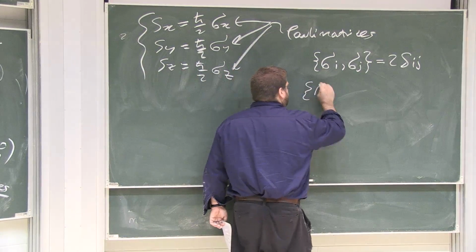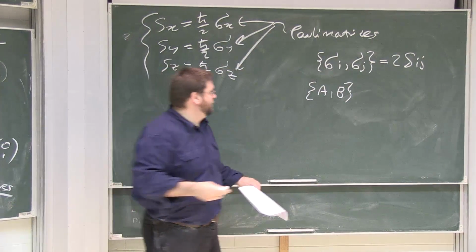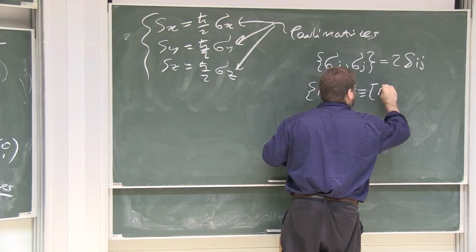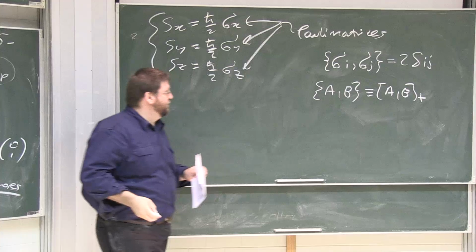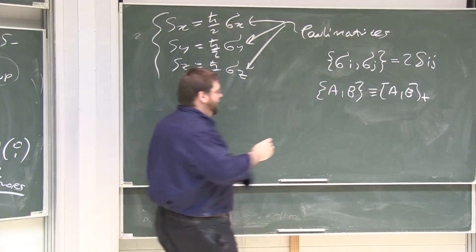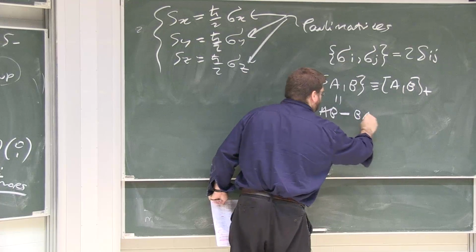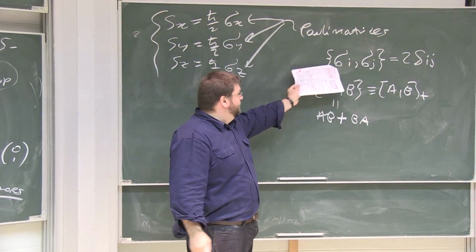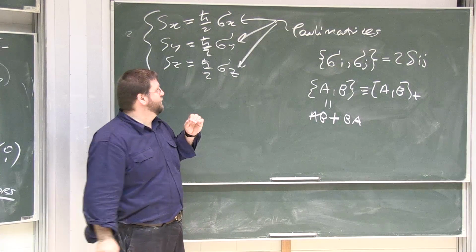Objects in these braces is what's called an anti-commutator. You can use this notation, or equivalently, you can use this notation, a commutator with a plus. These are two common notations for a so-called anti-commutator. By definition, instead of AB minus BA, which is a commutator, it's plus. And what this shows is that different Pauli matrices anti-commute. In other words, the anti-commutator is naught.